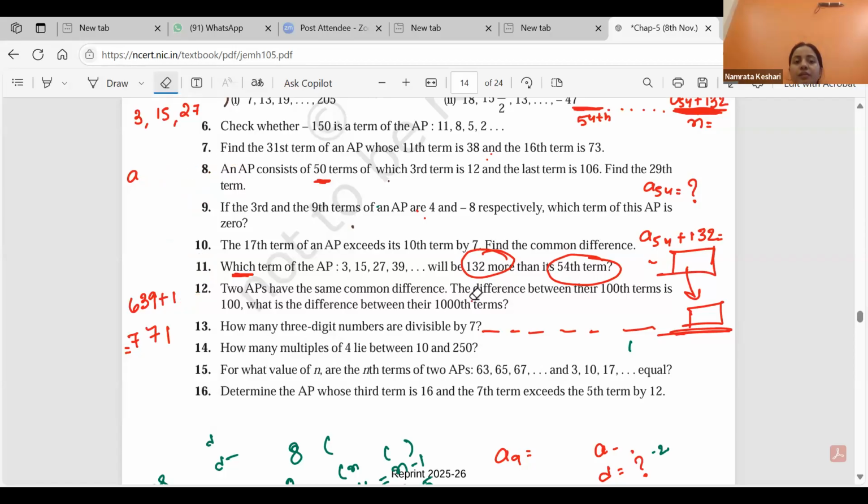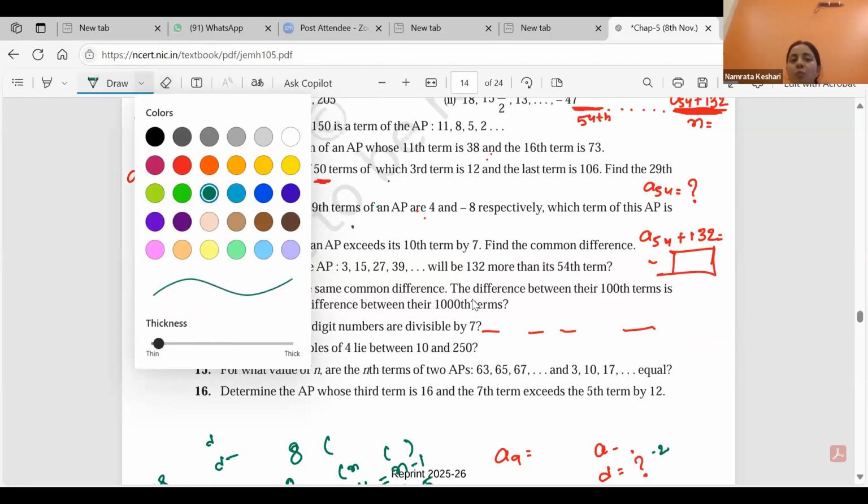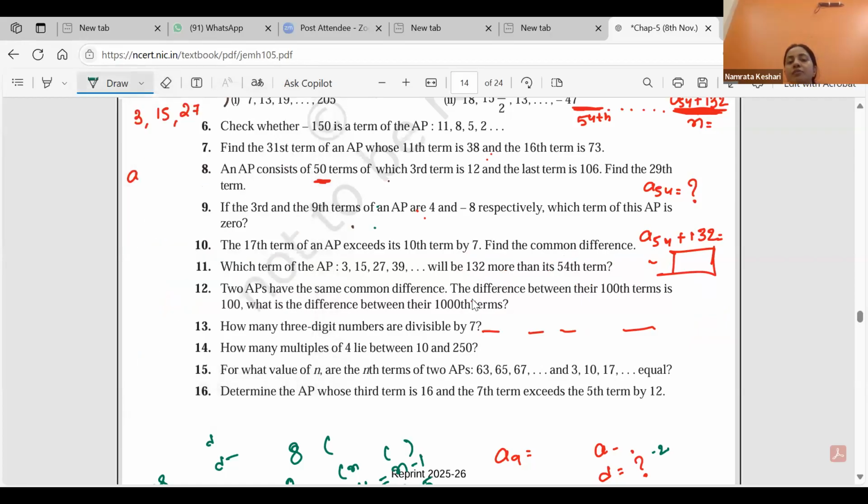Number 11, we are done. Okay. Number 12. Two AP have the same common difference. Two different AP you are having, but the common difference is the same. And yeah, it is possible. It is completely normal. I can give you an example.